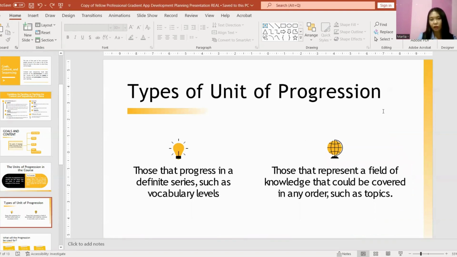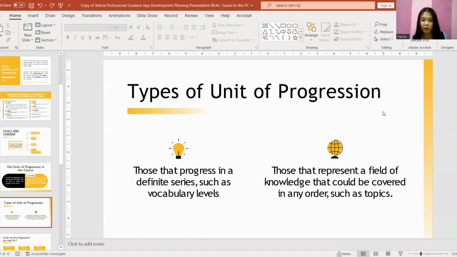Next, the types of unit of progression. There are two types of unit of progression. The first is those that progress in a definite series. Definite series means sequentially. For example, if the unit of progression is vocabulary, it will be sequenced from chapter 1 to the next chapter. The more chapters learned by the students, the more vocabulary they master.